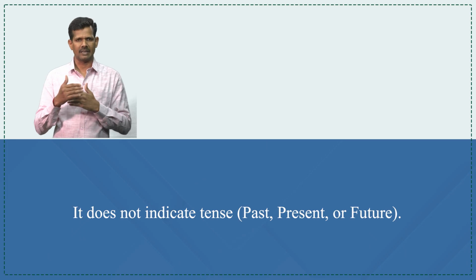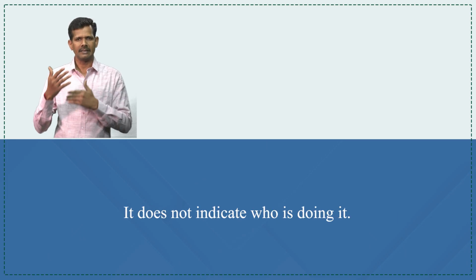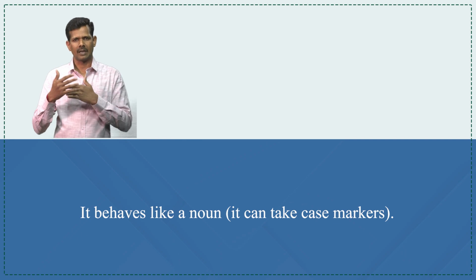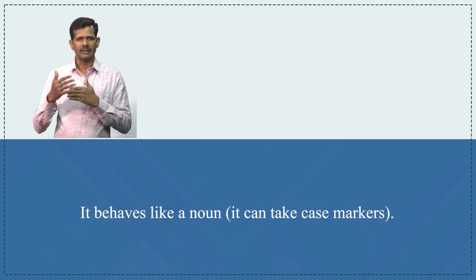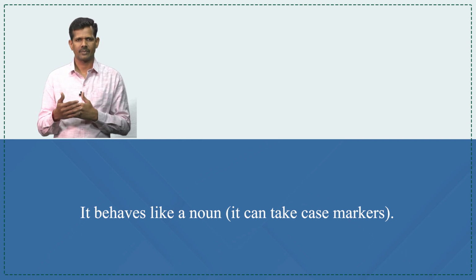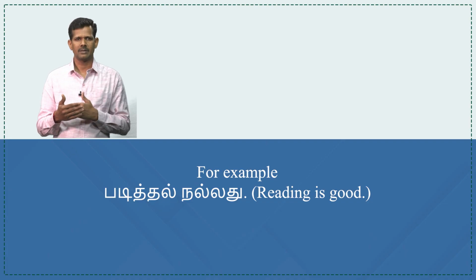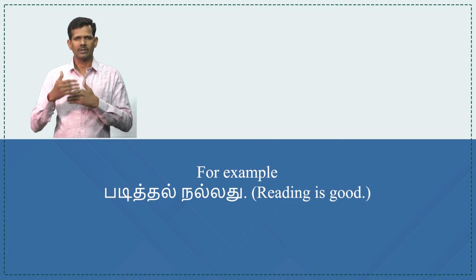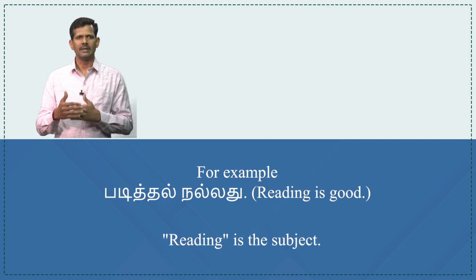Let us see the major characteristics of verbal noun. It does not indicate tense. It does not indicate who is doing it. It behaves like a noun and it takes the case marker. For example, padithal nalladu, means reading is good. Here, reading is subject. We do not know who is reading or when.